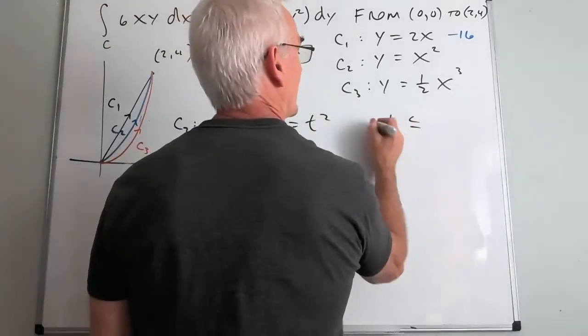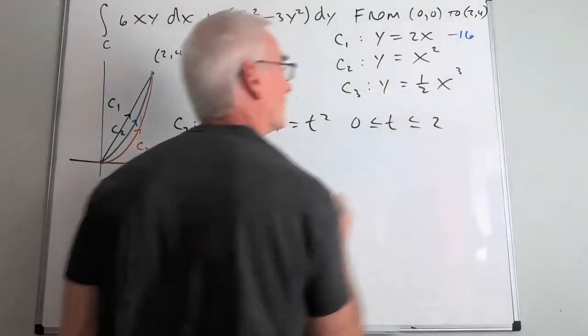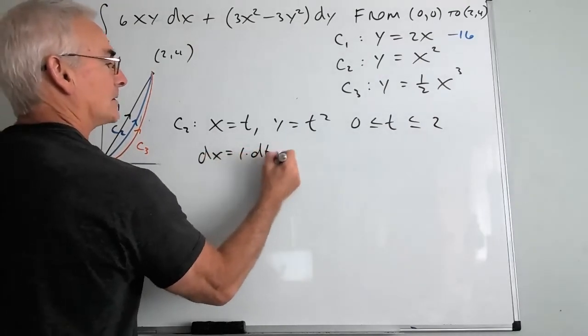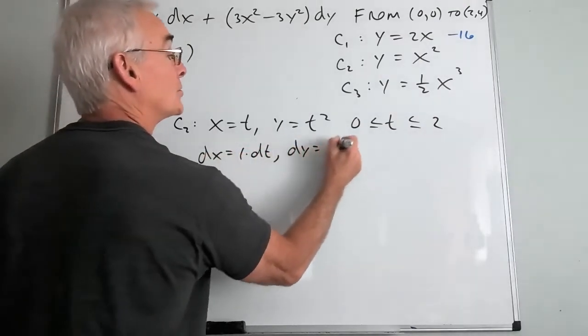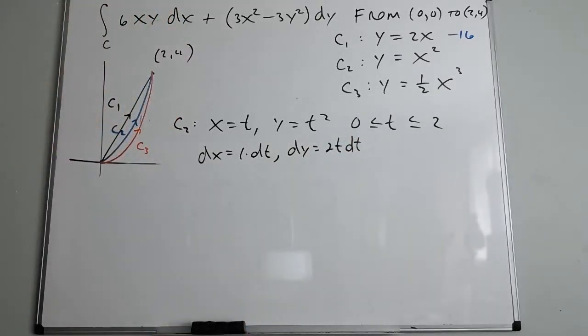And again, what's the range of values on t? Well, if x is t, it's going to stay the same, 0 to 2. Okay, dx is 1 dt, dy is 2t dt. It's not a constant this time. Okay, so now let's write our integral.